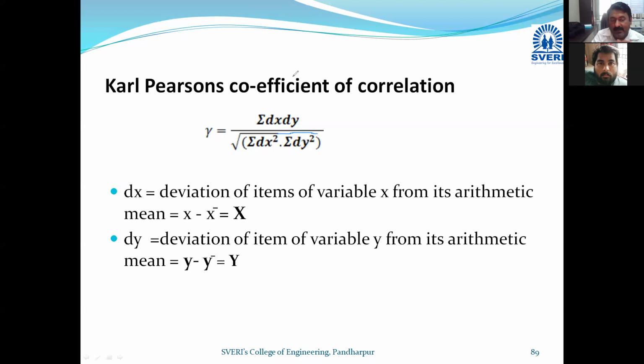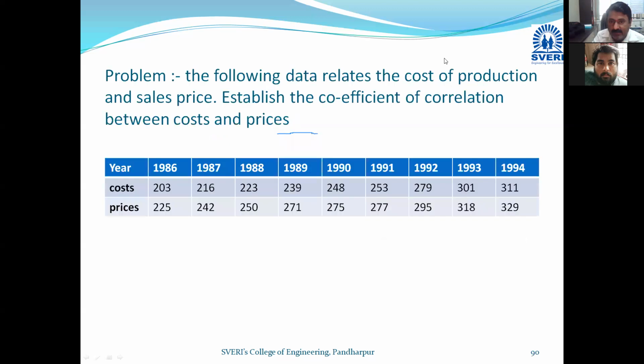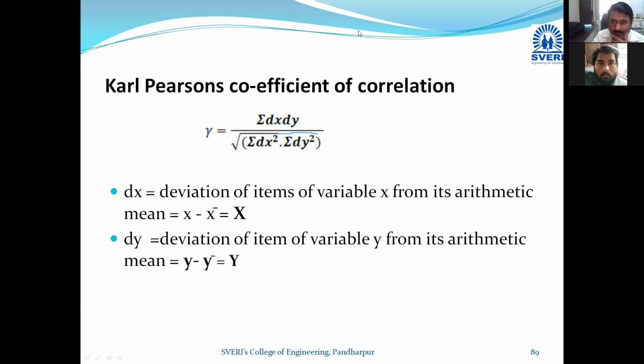So just write down this formula and immediately we will proceed to one numerical. Gamma, the Karl Pearson's coefficient of correlation, is given by gamma equals summation dx dy divided by the square root of summation dx square into summation dy square. Okay, so let us proceed to one numerical.